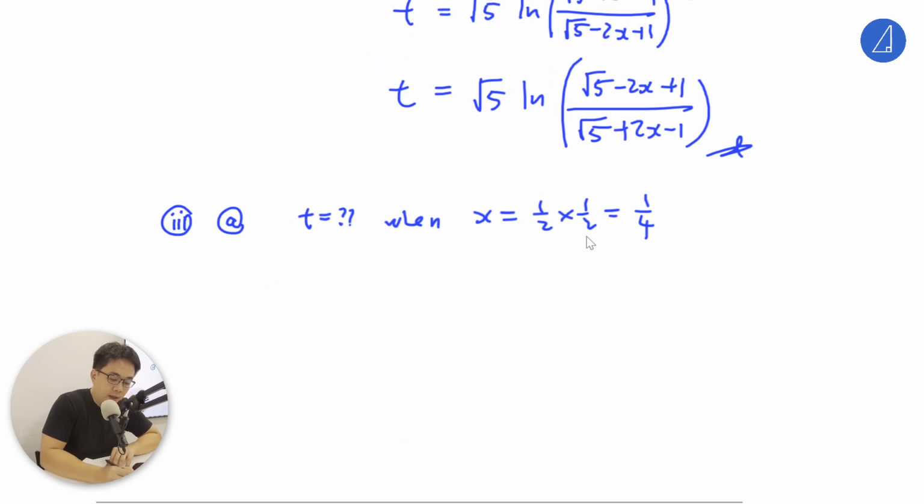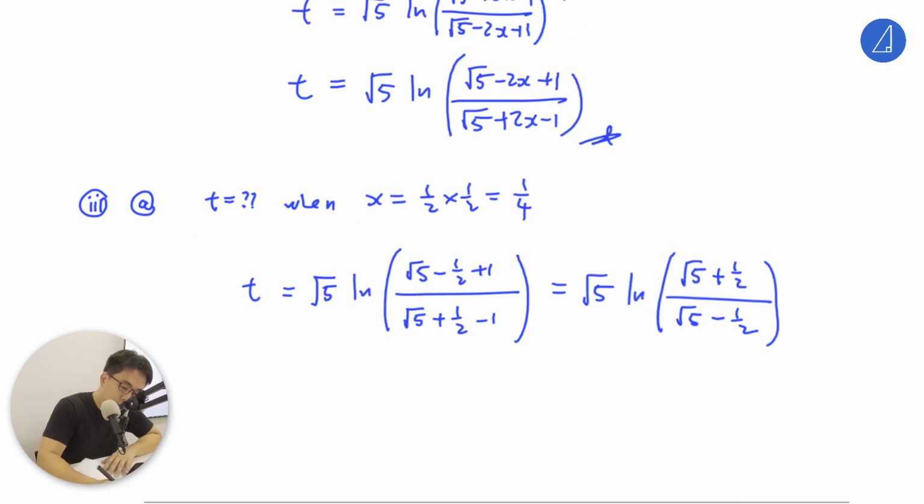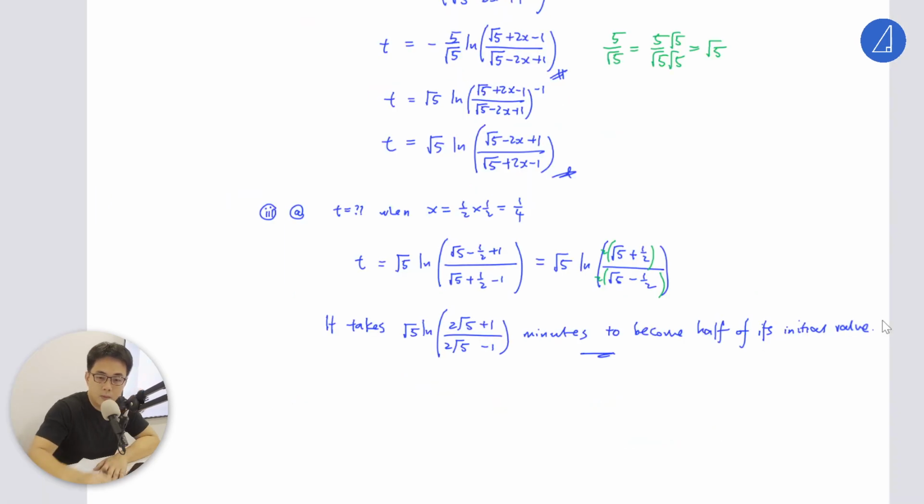Basically, what you want is to find the time when x is 1/4. So just substitute 1/4 inside, because you already have the expression there. So ln of root 5 minus half, which is negative half, plus 1. They want the exact value. Then this is root 5 plus half minus 1. So I'm going to leave it here. Multiply by 2, multiply by 2. What we get is root 5 ln of (2 root 5 plus 1) over (2 root 5 minus 1) minutes. Okay, this is the minutes.